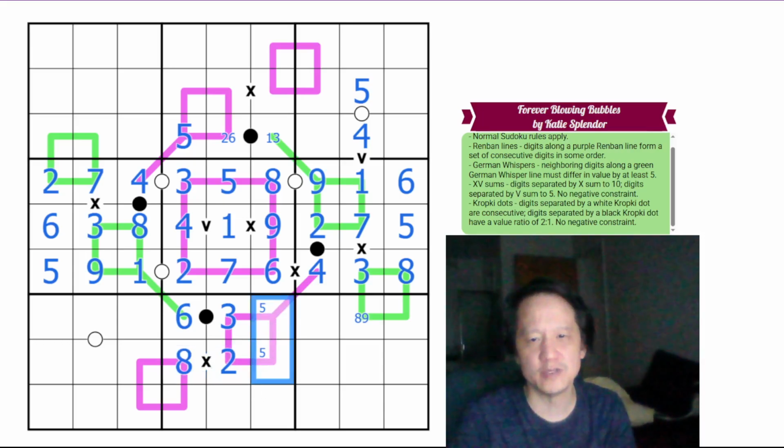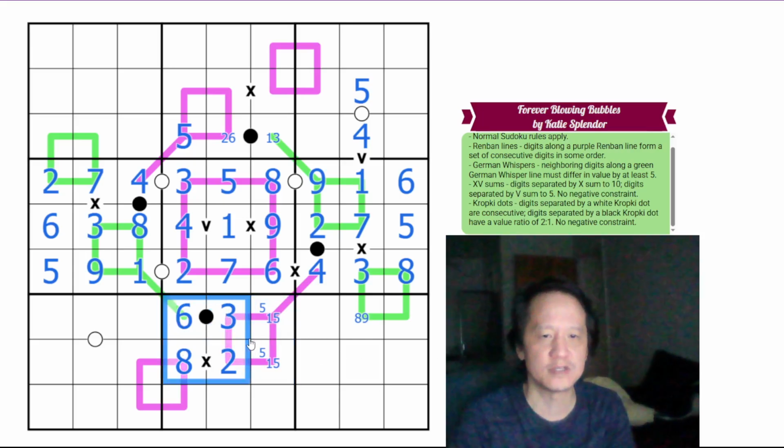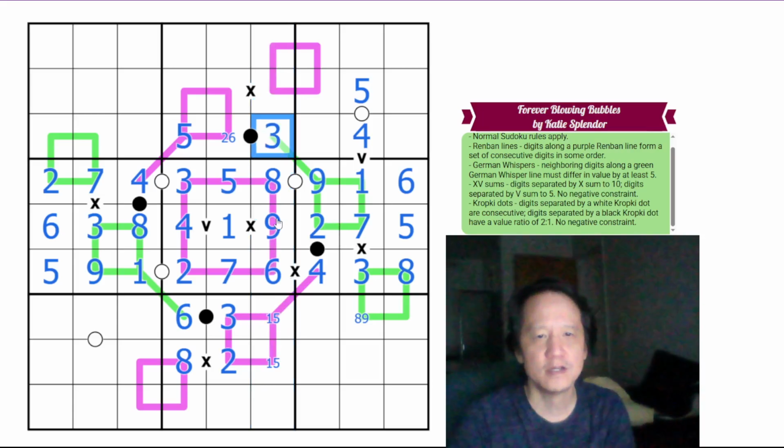So this has to be 5 with 1 or 6. It can't be 6 because of the 6 in the box. So this must be a 1, 5 pair. That eliminates 1 in the rest of the column, so this can't be 1. This is 3. That makes this a 6 to be in a 1 to 2 ratio with it.